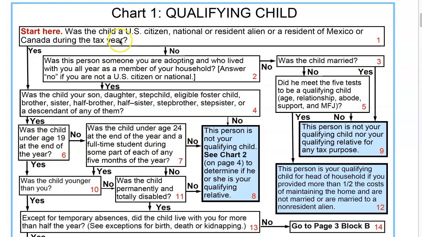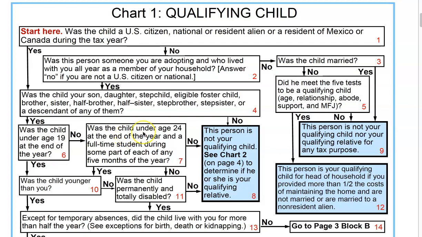Now, onto the chart. Start here. Was Raymond a U.S. citizen? Yes, we've seen the Social Security card. So we go down to the next box, which is 4. Was the child the taxpayer's son, daughter, etc.? The answer is yes. Raymond is Sophia's son. Was the child under the age of 19? No. Raymond's 20 as of December 31st, 2021.